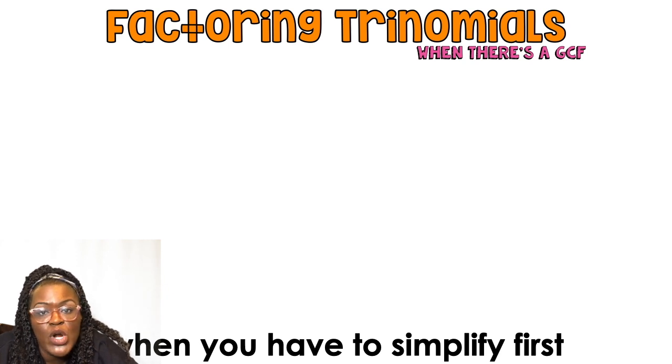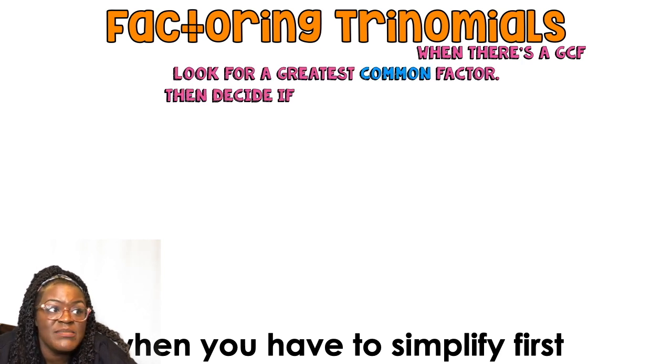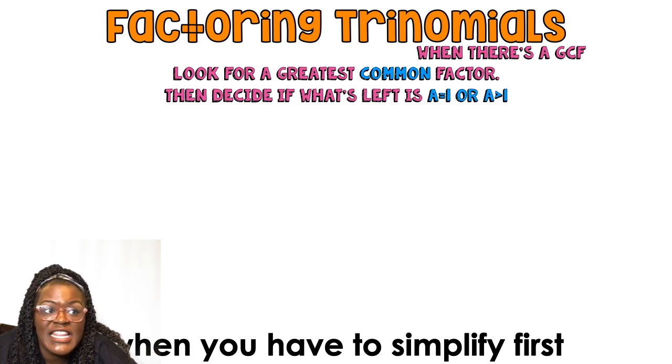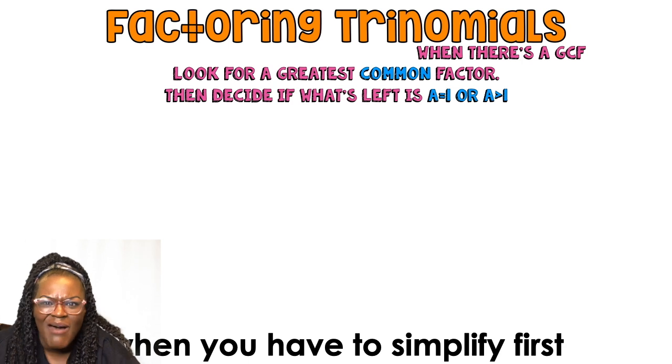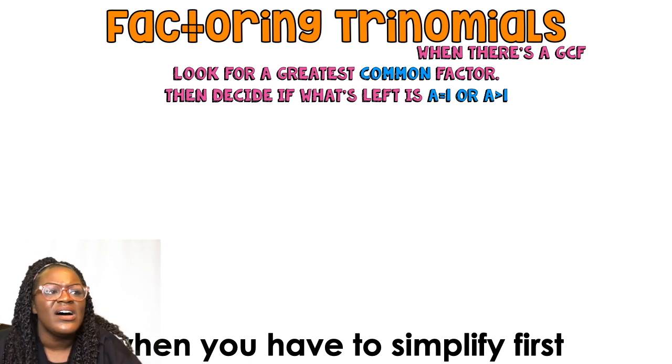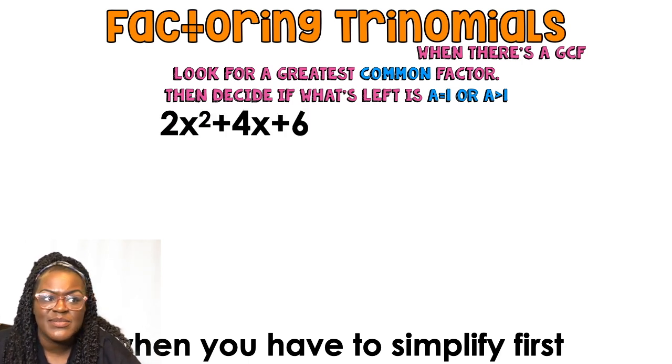So let's be more complicated. Let's say we're doing trinomials with GCFs. I have to simplify the GCF first. Sometimes when you're looking for a greatest common factor, you look for the GCF first, and then you decide if A is greater than 1, or A is less, or A is equal to 1. Okay, so let's say I have 2x squared plus 4x plus 6.